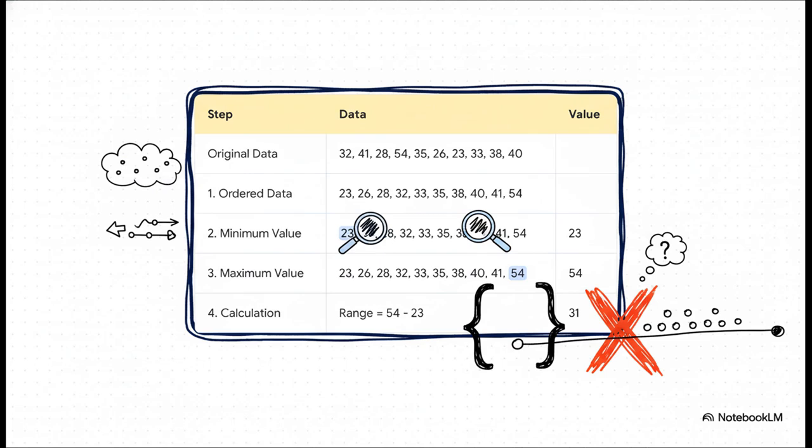Okay, let's go back to our test scores. You can see once we put them in order, it's immediately obvious that the lowest score is 23 and the highest is 54. So we just do a little subtraction, 54 minus 23, and boom, our range is 31. That tells us there's a 31-point gap between the best and worst scores in the class.